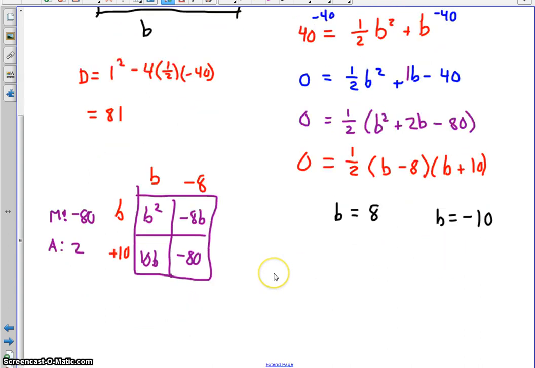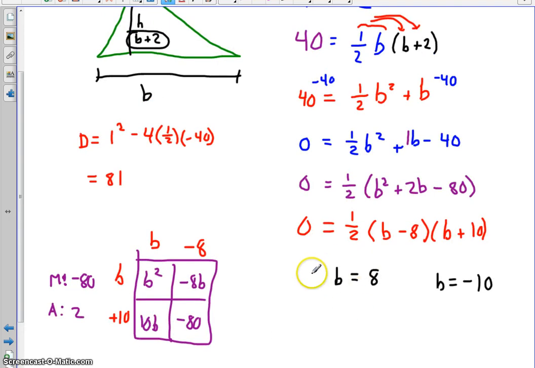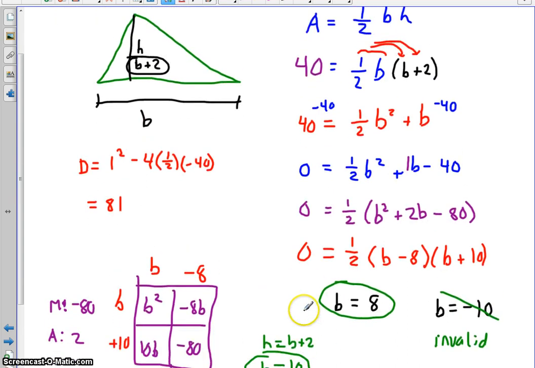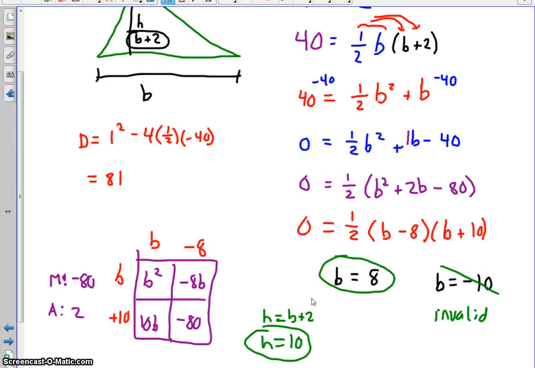Now I was about to ask myself, are all these answers valid? Well, b equals 8, sure, I see no reason why I can't have a base of 8, but I can't have a base that's length negative 10. A negative length is not possible, so right away this is invalid, or inadmissible. That means the only value you can get for my base is 8. If I know that my base is 8, what's my height going to be? I know that my height was going to be equal to b plus 2, so 8 plus 2 gives me 10. So the base and height, which give me an area of 40 square meters, are 8 meters for the base and 10 meters for the height.